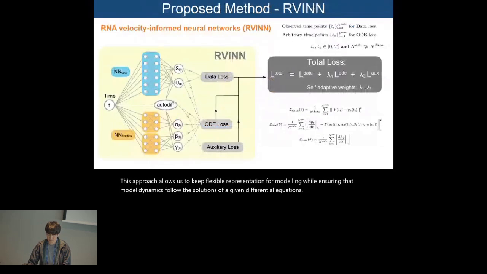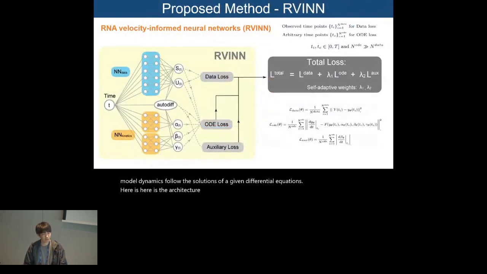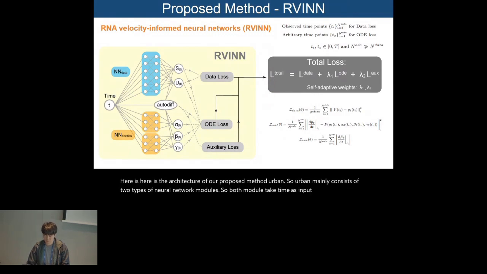Here is the architecture of our proposed method, RVINN. So RVINN mainly consists of two types of neural network modules. Both modules take time as input. The blue module fits the data at their observed time points. Simultaneously, the orange module estimates the ODE parameters alpha, beta, and gamma at arbitrary time points in the same temporal domain.